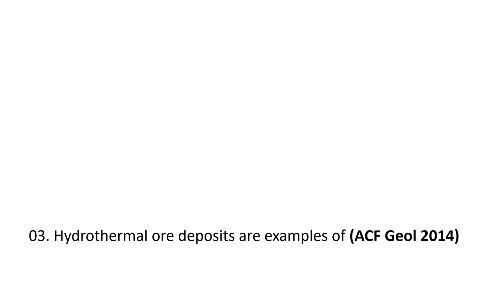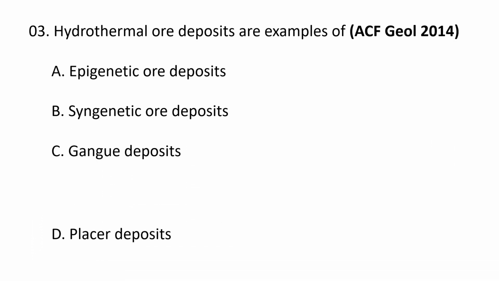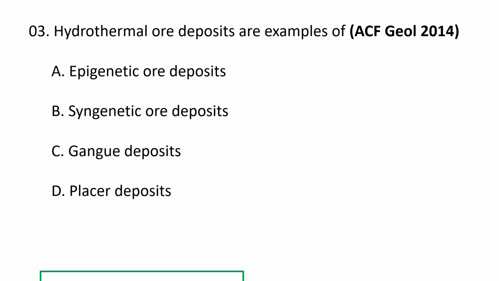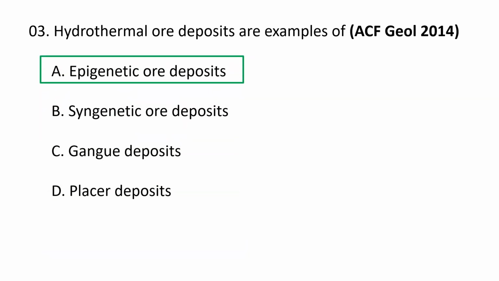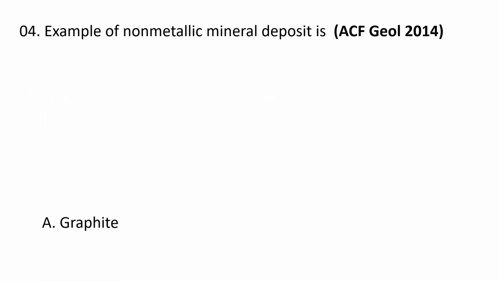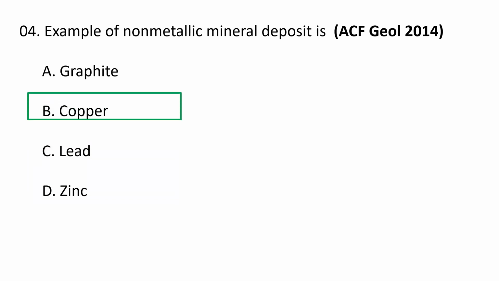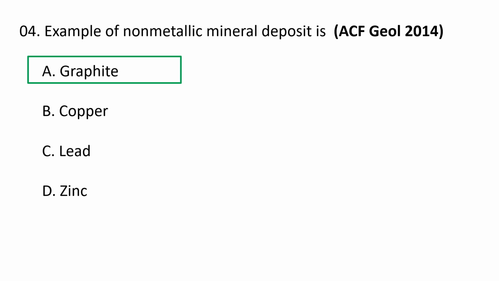Next question. Hydrothermal ore deposits are examples of A, epigenetic ore deposits, B, syngenetic ore deposits, C, gangue deposits, and D, placer deposits. So hydrothermal ore deposits are examples of epigenetic ore deposits. A is the correct option. Next question. Examples of non-metallic mineral deposits. This is a very simple and straightforward question. A, graphite, B, copper, C, lead, D, zinc. Copper, lead and zinc are metals, and the non-metallic mineral deposit is graphite. So A is the correct option.